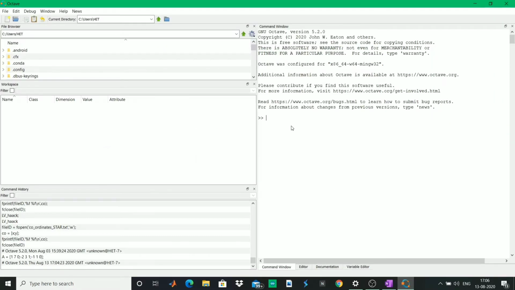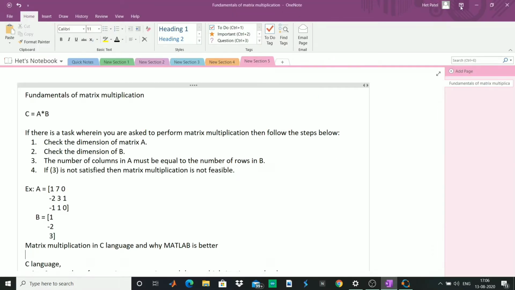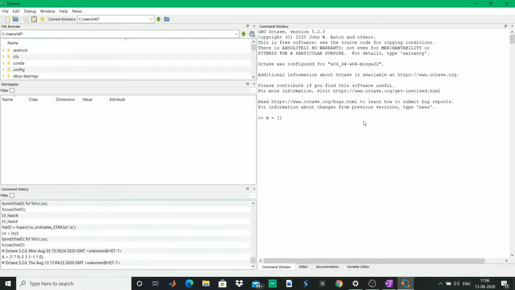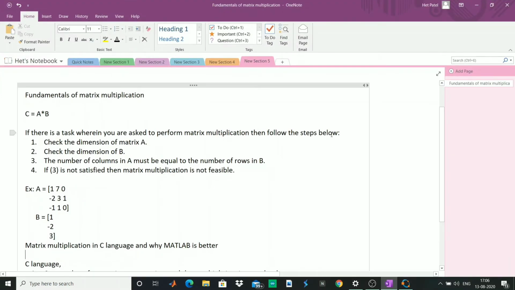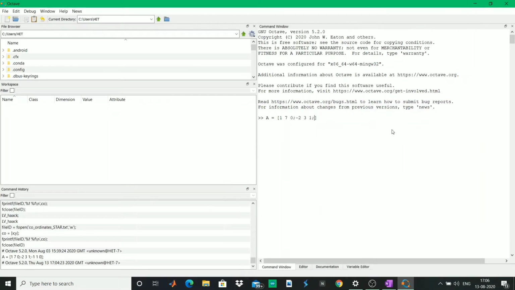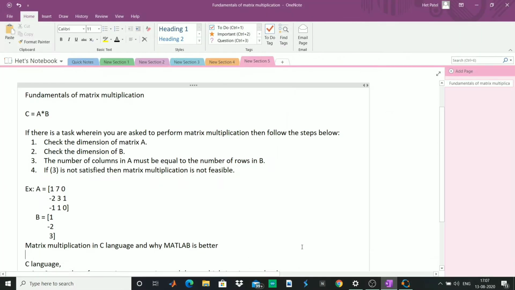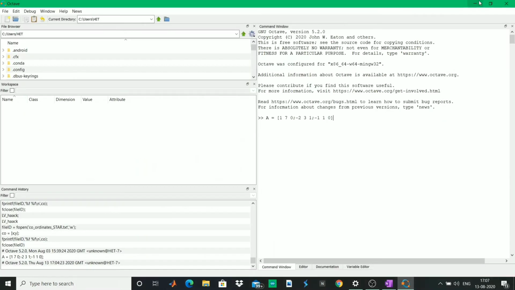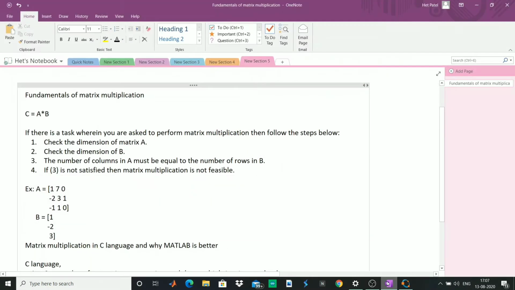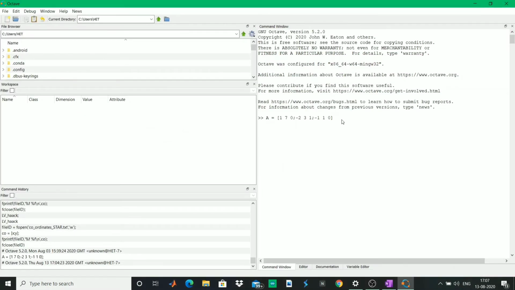So we'll create a matrix A. Let's have a look at what matrix A is. It's 1 7 0, minus 2 3 1, and the third row is minus 1, 1, 0. We'll cross-check once again so that there's no problem in it. 1 7 0, minus 2 3 1, and minus 1, 1, 0. Okay, yes. So matrix A is formed.